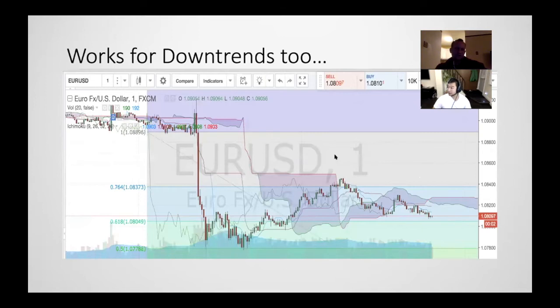Again, it works for downtrends too. What we saw was a very massive spike in price, but we could see that this asset tanked, probably off some data. I don't remember what the specific data point was, but as you see, we're pretty good at identifying these levels here.